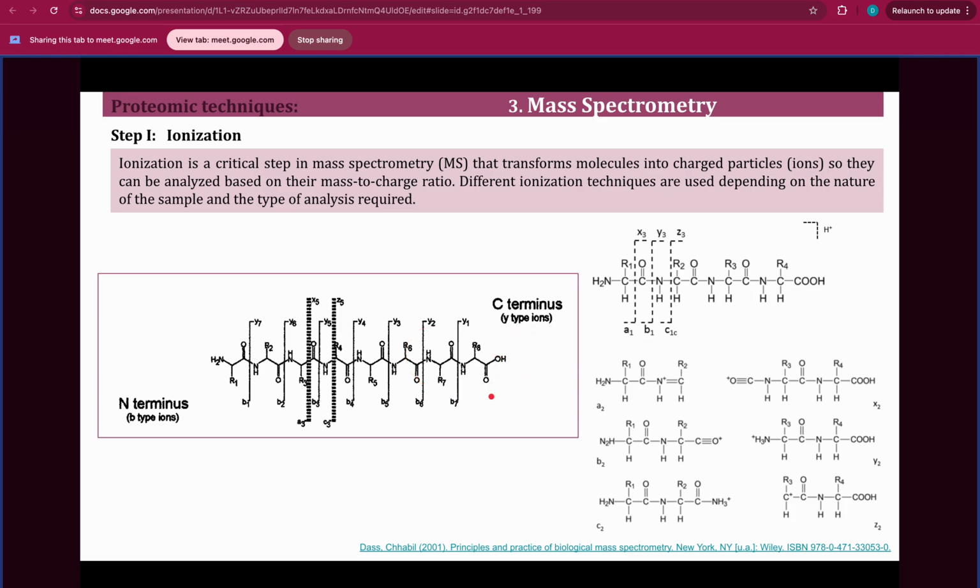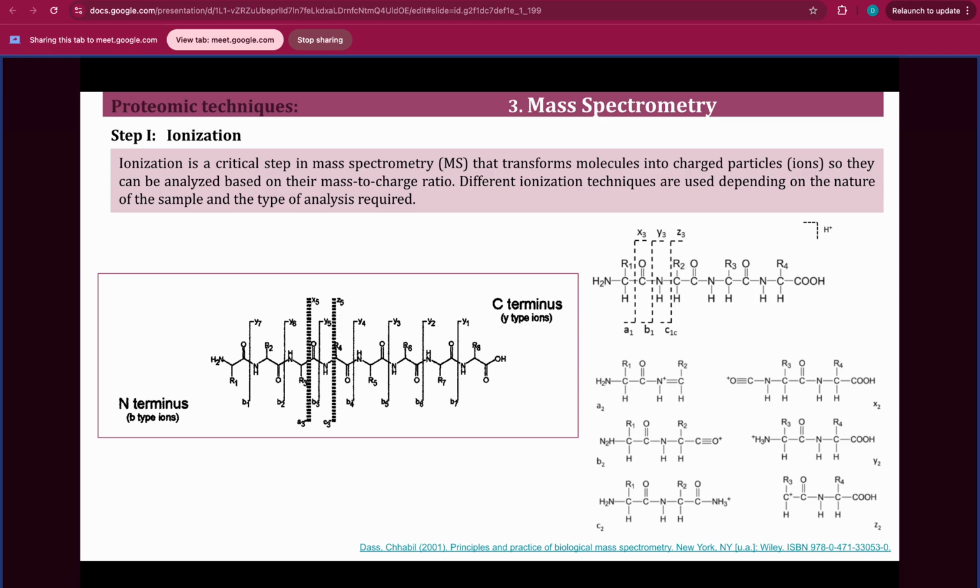These N and C terminals are given from the perspective of a protein. A protein is made up of amino acids, and each amino acid has an amino terminal end and a C terminal end, in which a COOH group is present. Protein is synthesized from N to C terminal, so each peptide has a sequence in the direction N to C. Whenever ions are generated from the N terminal, I call them B type ions, and the Y type ions are those produced from the C terminal. So this is one step.